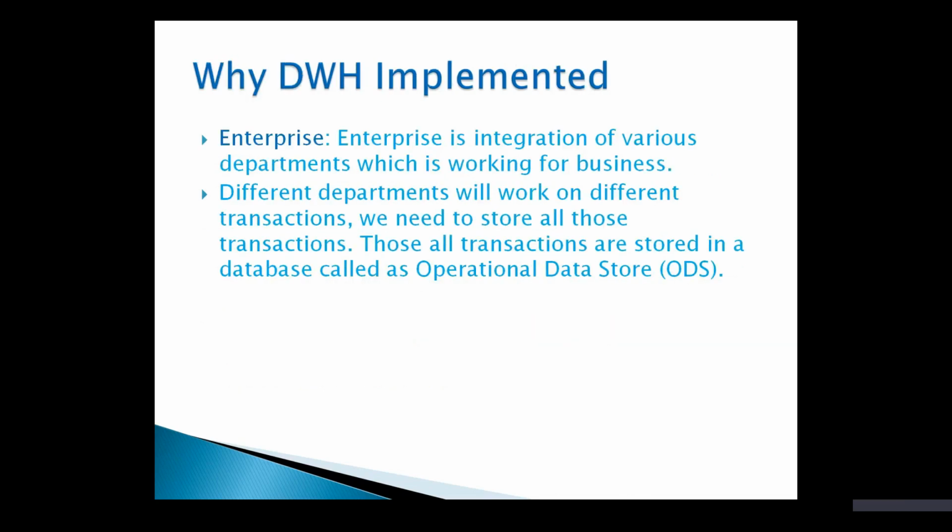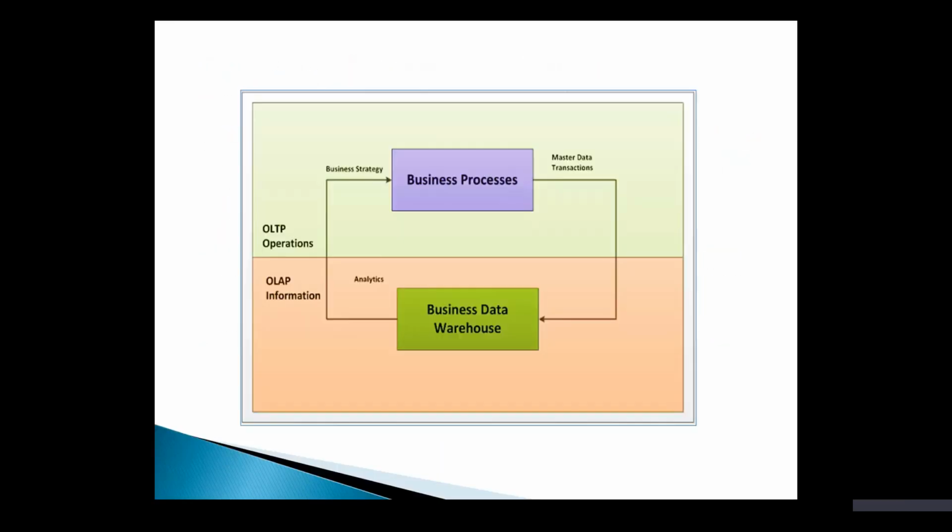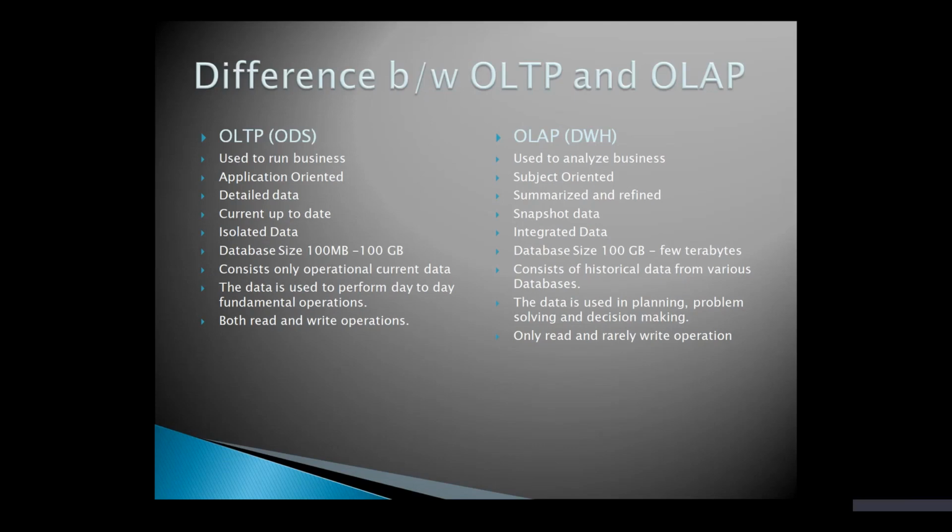And the third question is the difference between OLTP and OLAP. OLTP is the ODS memory, OLAP is the data warehouse. This question may also ask what is the difference between ODS and data warehouse. OLTP is used to run the business. The business we can run, but we cannot capture the historical data. And OLAP is used to analyze the business.